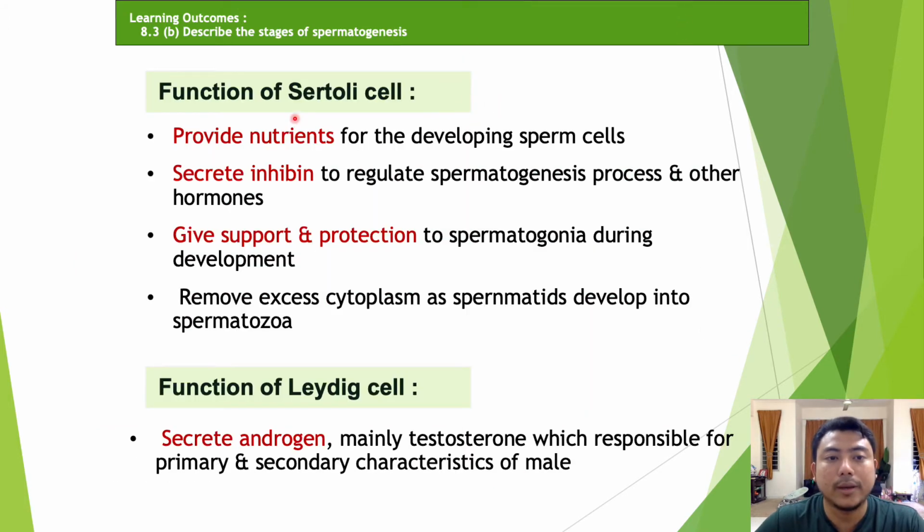So here is a quick recap of the function of the Sertoli cell. It is to provide nutrients for the developing sperm, meaning the growing sperm get nutrients from the Sertoli cell. It also secretes inhibin to regulate the spermatogenesis process and other hormones. This means that with the production of inhibin, the spermatogenesis process can be controlled. When it is needed, spermatogenesis will continue, or if it needs to stop, then the inhibin will stop it.